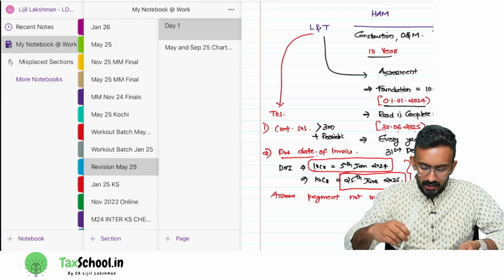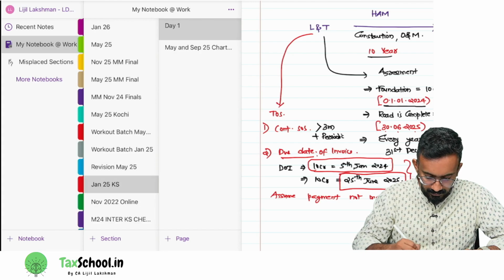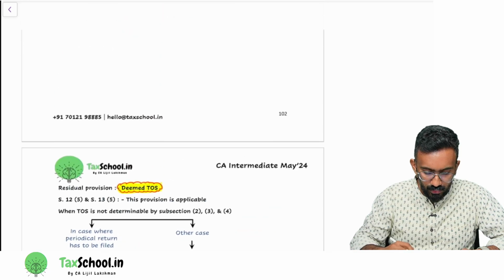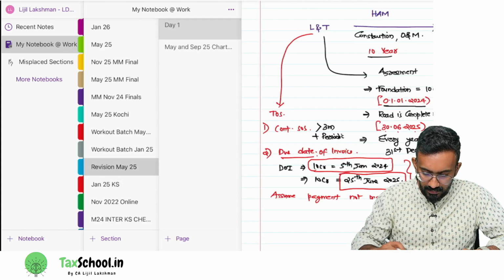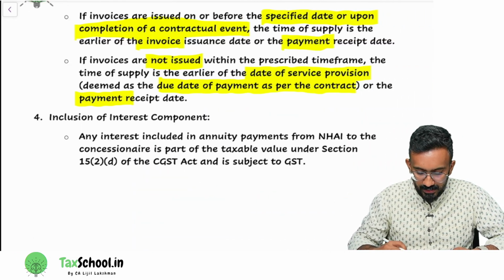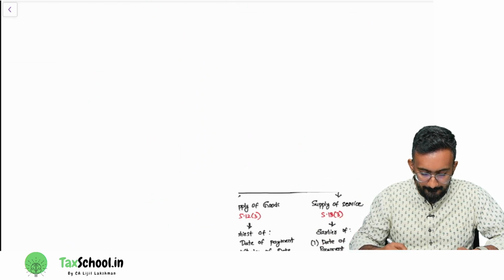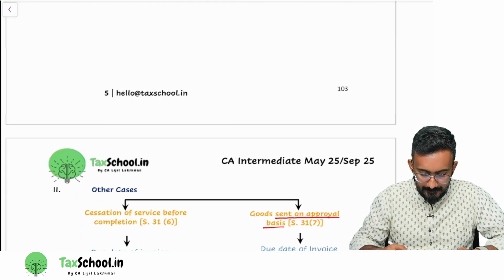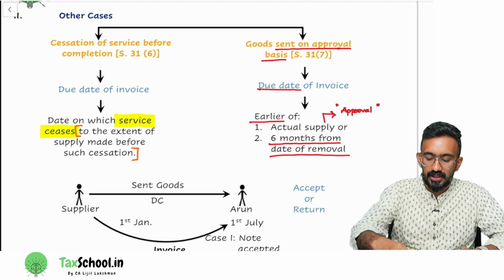Yeah. So this is a hybrid annuity model. Similarly, they have given two more cases where you have a special due date for invoice. One is cessation of service before completion and goods sent on approval basis.